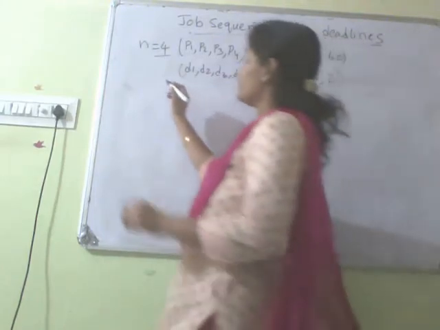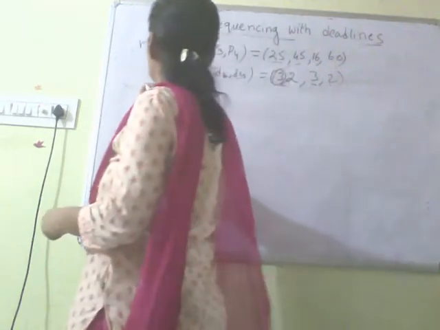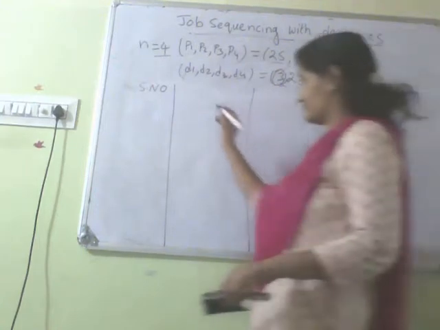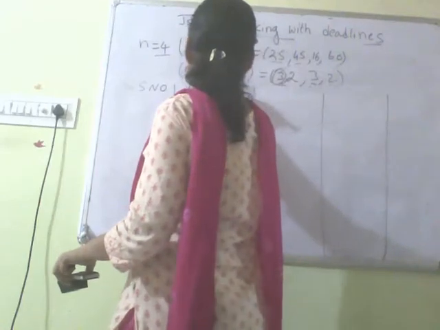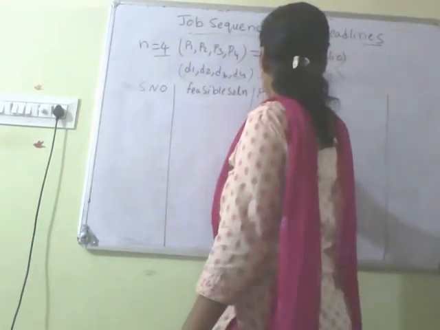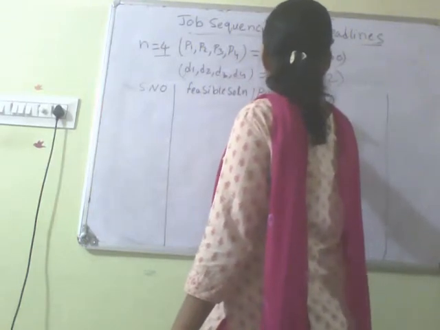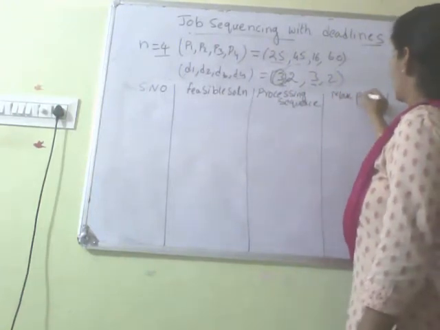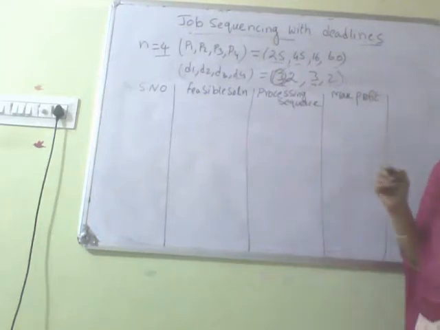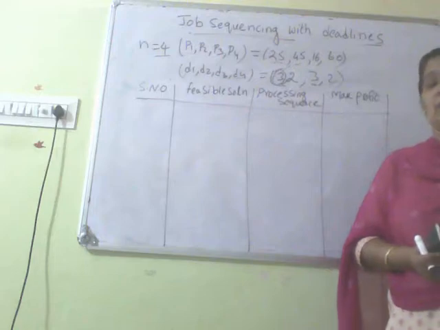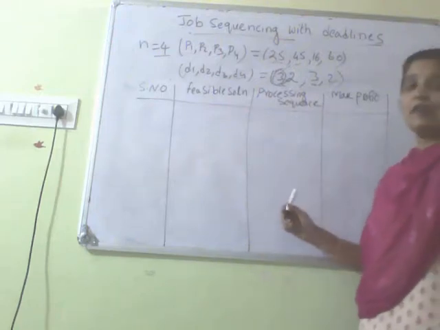So here, let us take a table. In the table, we take 4 columns. The first is the serial number. The second column is the feasible solution. The next one is the processing sequence. And the fourth column is the maximum profit. These are the 4 columns.